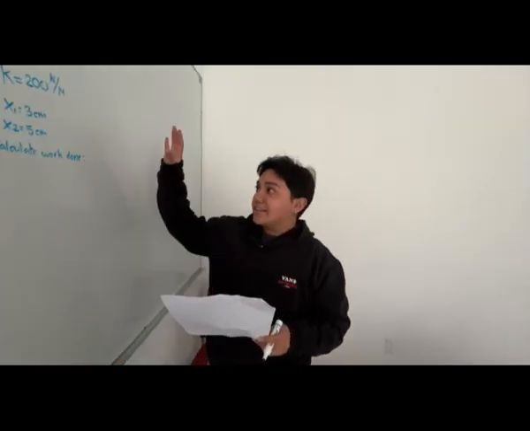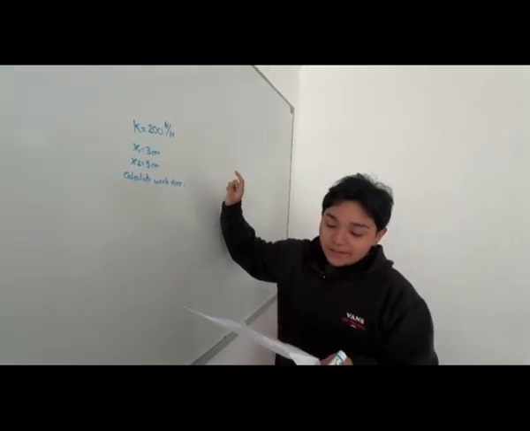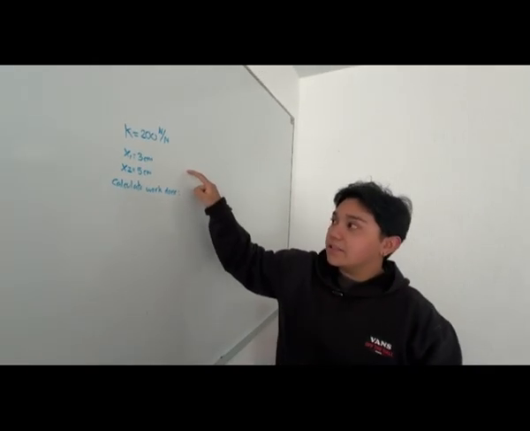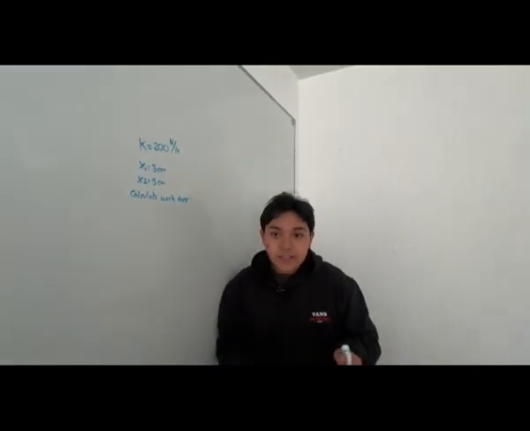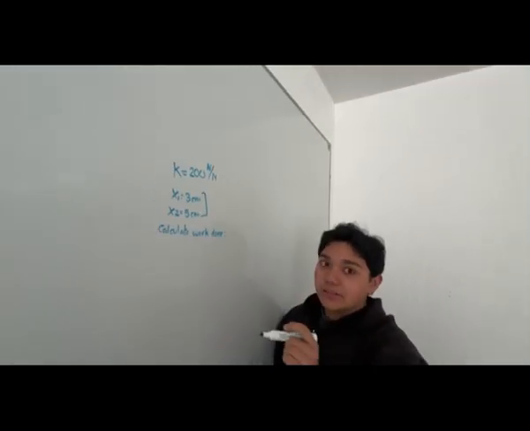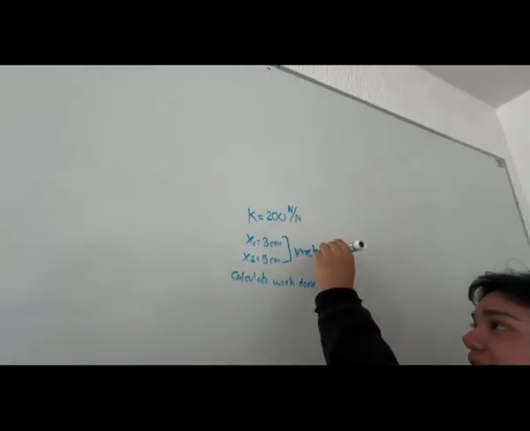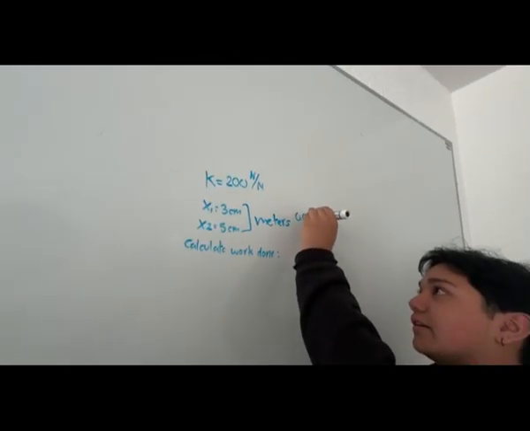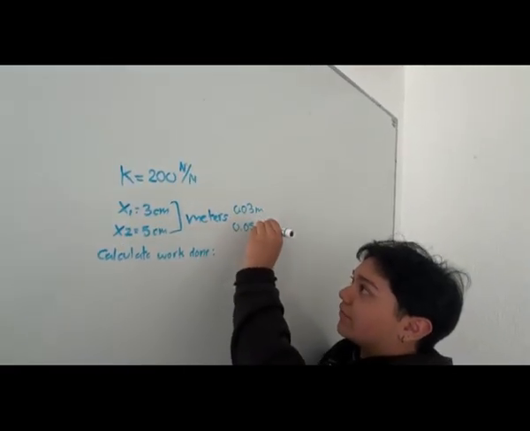Okay, now we are going to do the question 2. We have these units. We have k, the spring constant. We know that the extension is from 3 centimeters to 5 centimeters, and we need to calculate the work. First, we need to do a conversion. We can't work with centimeters, so we need to put it in meters. So 3 centimeters is equal to 0.03 meters, and 5 centimeters is 0.05 meters.